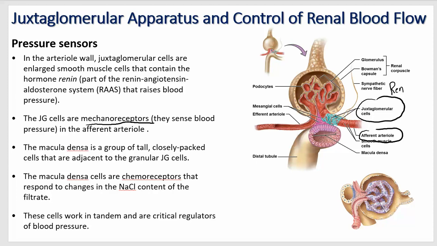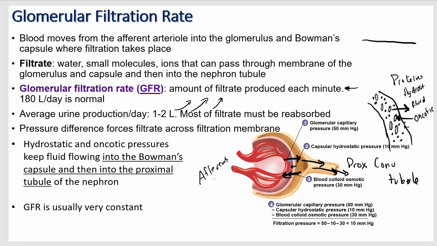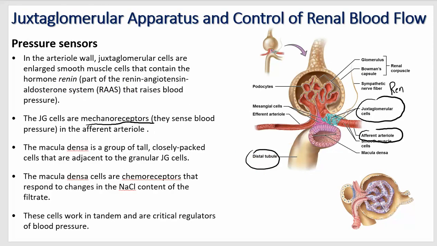Okay, so the macula densa is another group here. It says the tall, closely packed cells. So these are the tall, closely packed cells here. Remember, we said that the distal tubule moves up past the afferent and efferent arteriole, and you can see these macula densa cells are right there. And so what can happen? What can happen is that sodium chloride can move across. So sodium chloride is in here.